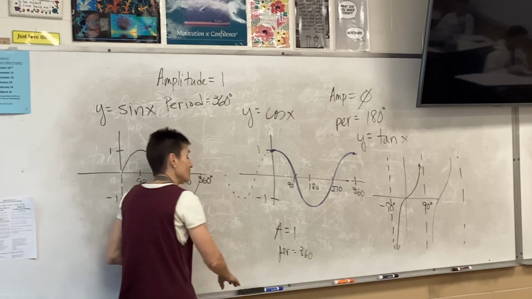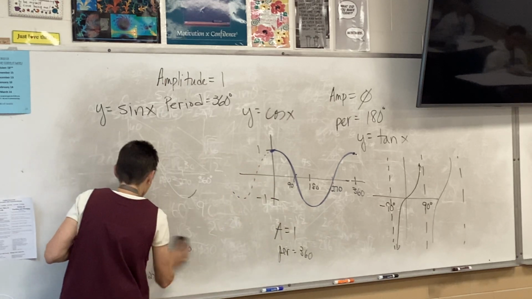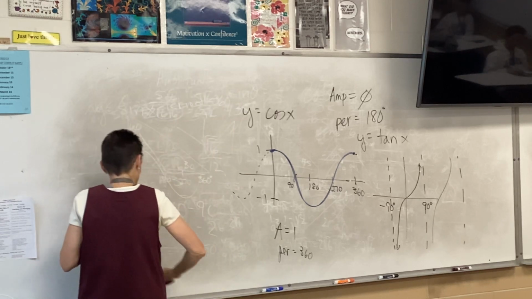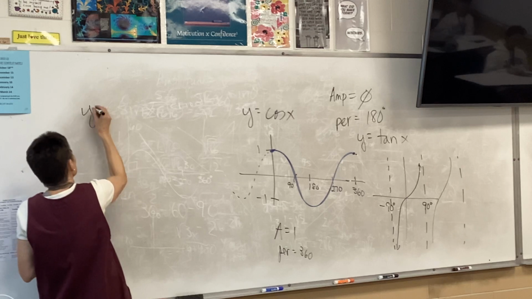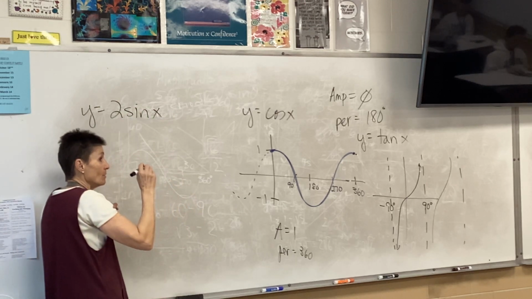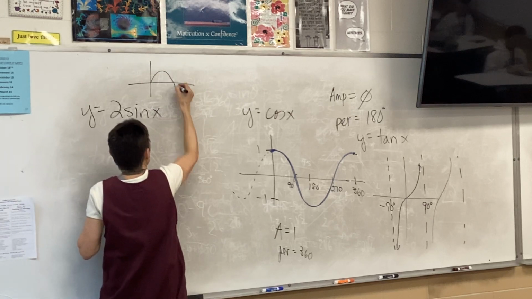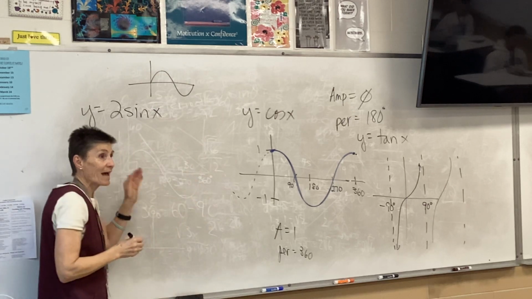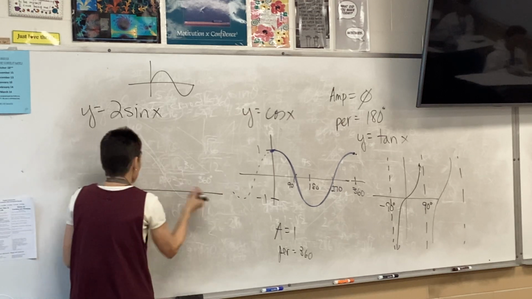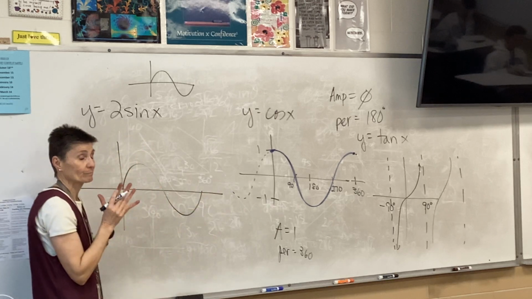Notice that problem D is another sine, but what? What happened? What did I do? I put a 2 in front of it. Now, the numbers are not going to change the basic shape. That is not going to change. So I'm going to go ahead and draw that. There's my sine picture.